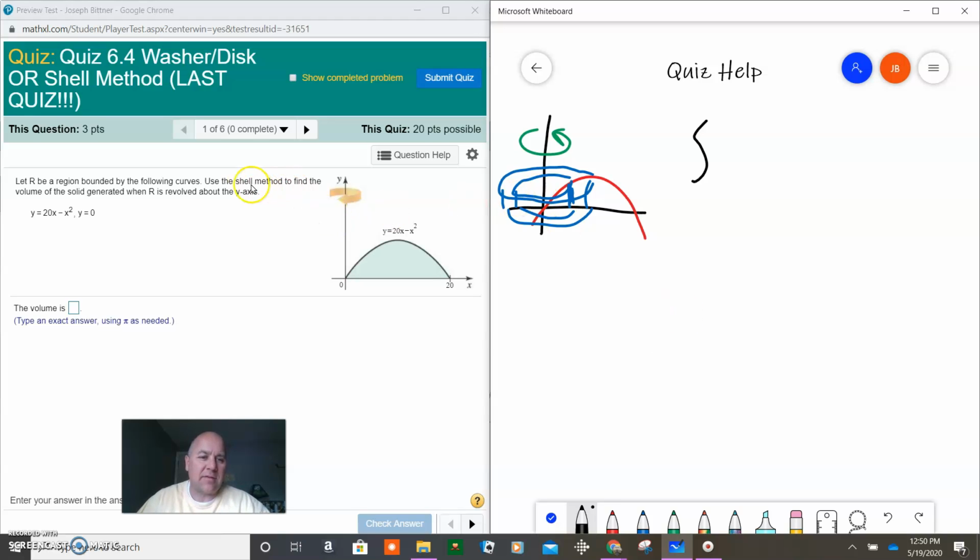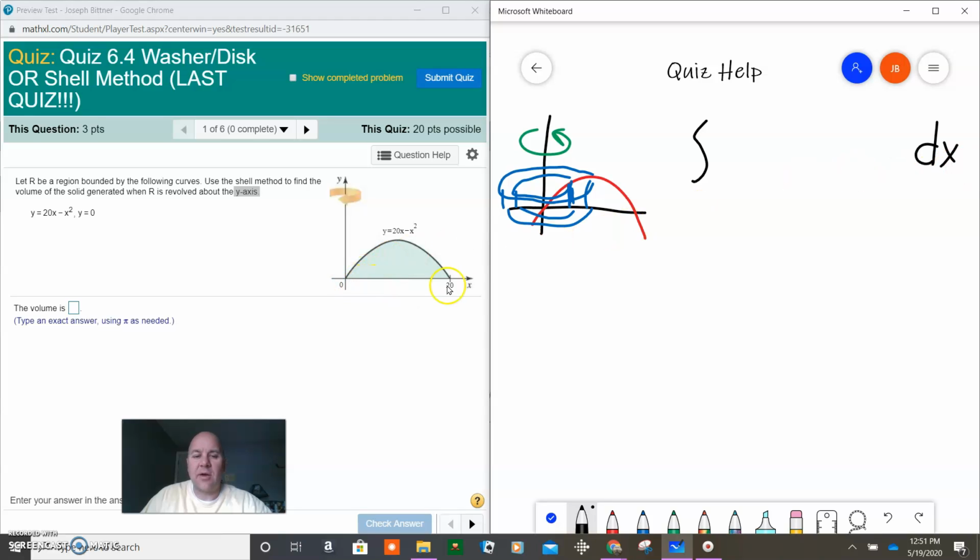When it says it's a shell method and you rotate around the y-axis, that means it's going to be with respect to x. Unlike the washer and disk, when it says rotate around the x-axis, then it will be with respect to x. If it said rotate around the y-axis, then it's going to be with respect to y. Washer and disk is kind of easy to know that way.